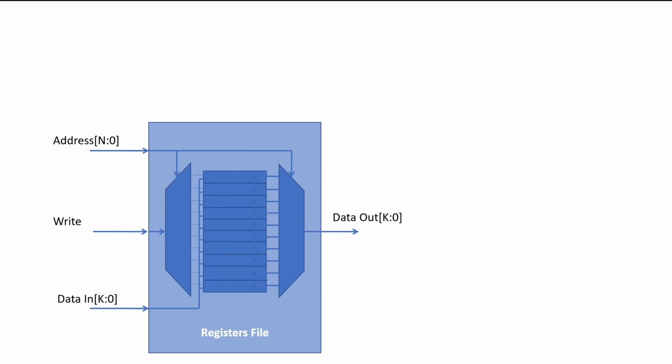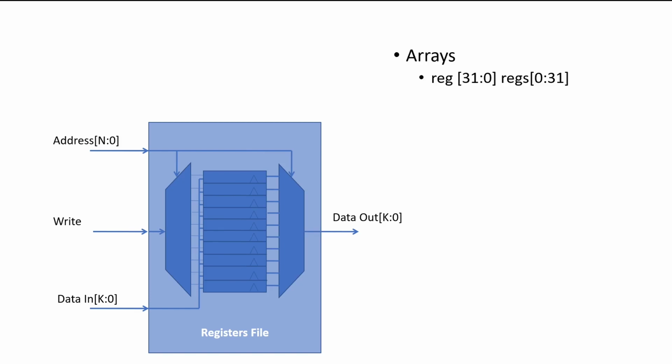Since demux will ensure that write is passed to only one of the registers, enables of all other registers will be 0. That is, no data will be written on them. And data in will be written to only the register where write is forwarded using demux.